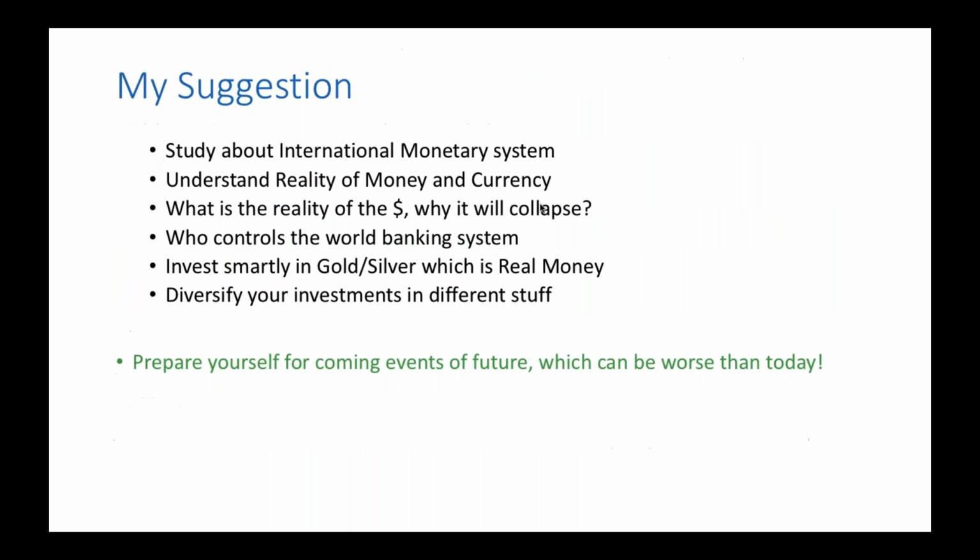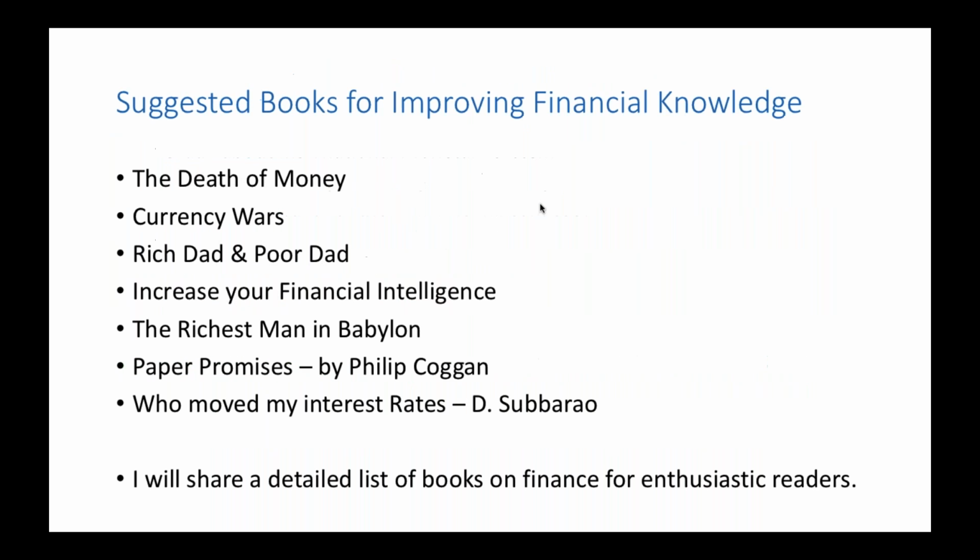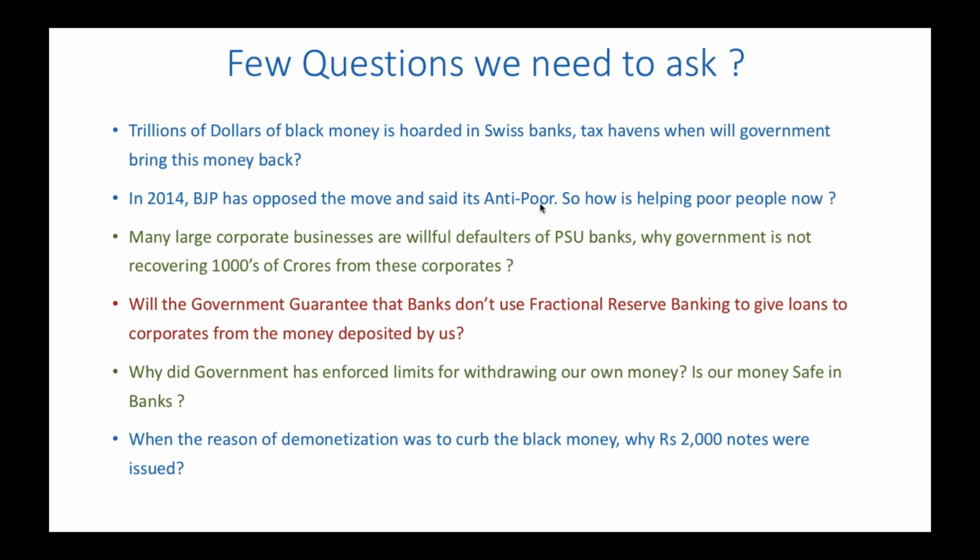Now, if you understand these questions, you will understand why they did this demonetization. First of all, when is the government going to bring back all this black money, the real black money, which is stored in Swiss banks, which is stored in tax havens? And if you read the Panama Papers and also various exposes and leaks, you will understand that the government already has a list of these people. Why are they not making it public?